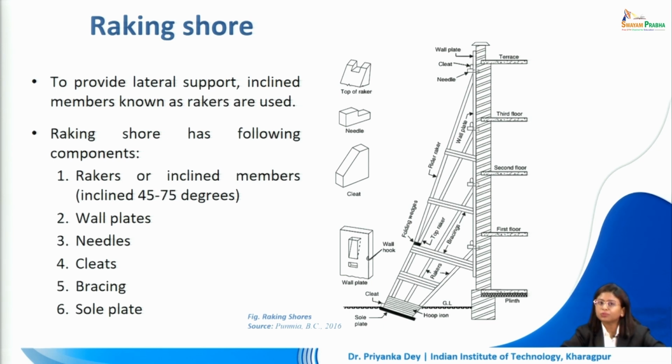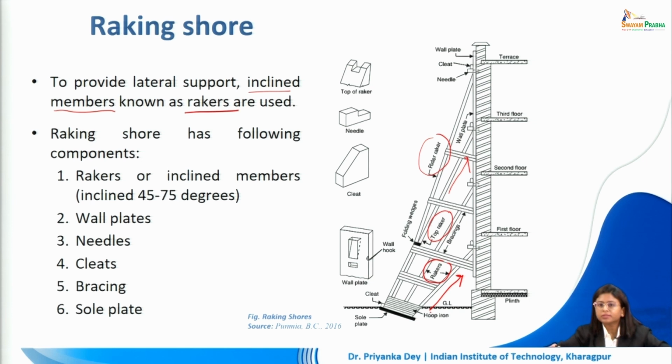The first is raking shore. So raking shores are used to provide lateral support. So they are made up of inclined members. These members are what are called rakers. As you can see in the figure alongside, there are rakers used. So these are inclined members which are taking support from the ground and are supporting the wall in turn from collapsing. Now raking shore also has different component parts.